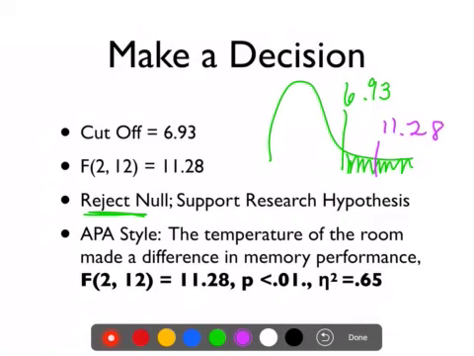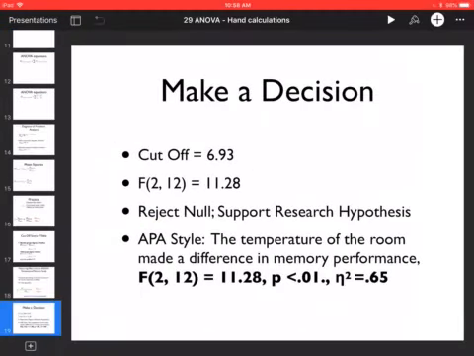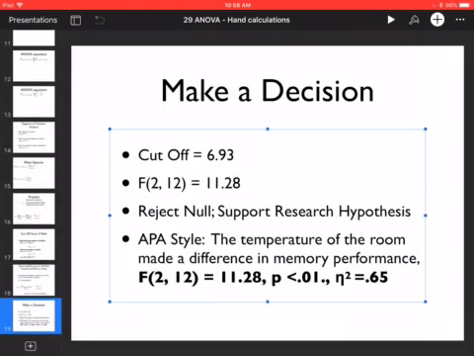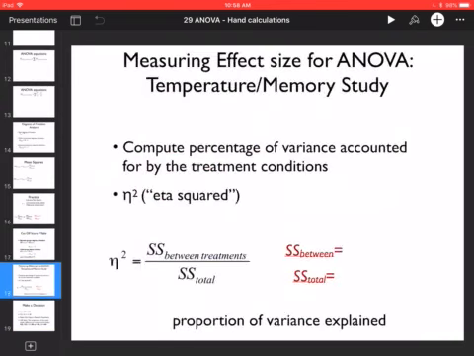So how we'd write that in APA style is: the temperature of the room made a difference in memory performance. Again, we have our degrees of freedom between, our degrees of freedom within, our calculated F, the value that we rejected it at, remember we're using a more stringent 0.01, and our eta squared. Wait, we haven't calculated that. I cheated and I went ahead and put it in here. We're going to do that next. I'm sorry, I did eta squared here and we just missed it.